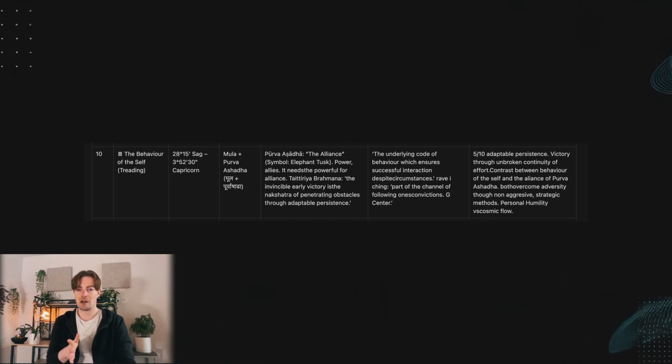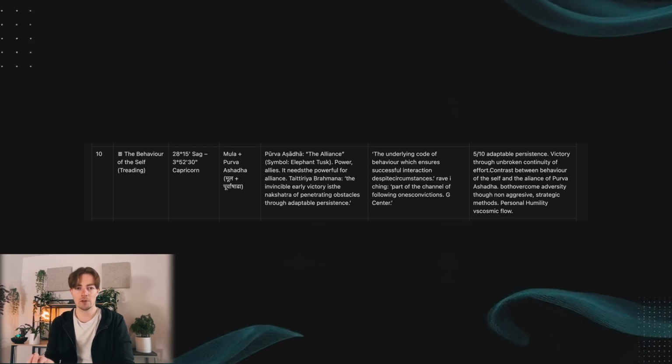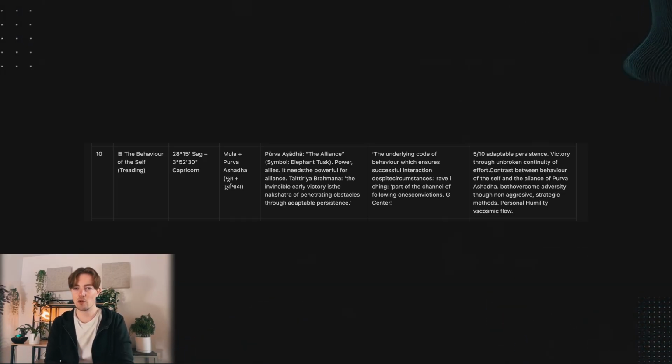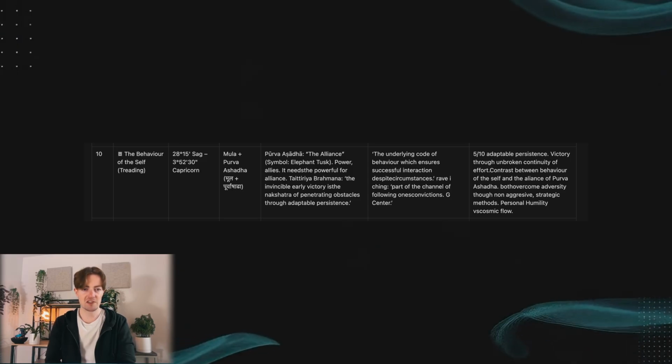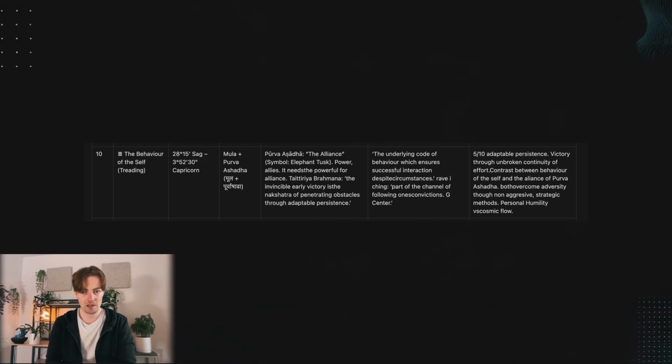I give this a 5 out of 10. There's a sense of adaptable persistence, victory through unbroken continuity of effort, but there's a contrast between the behavior of the self and the alliance of Purva Ashada. Both overcome adversity through non-aggressive strategic methods. It's kind of this personal humility versus a cosmic flow.